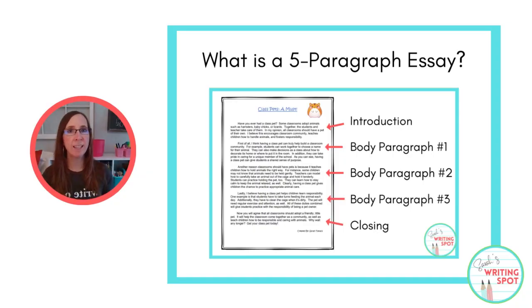All right, so what is a 5-paragraph essay? Well, obviously it is an essay, and it's an essay that has 5 paragraphs. So we all know that part. Now, the paragraphs in a 5-paragraph essay, however, are very specific. So the top paragraph is always the introduction. The 3 middle paragraphs are called the body paragraphs, and they are dictated by the thesis sentence, which is in the introduction. We'll talk more about that later. And lastly, you have a closing at the very end.